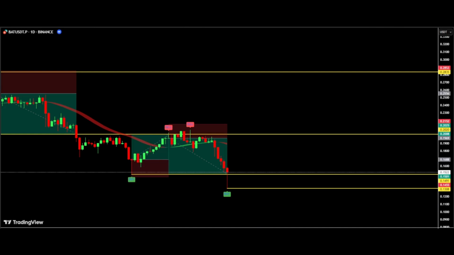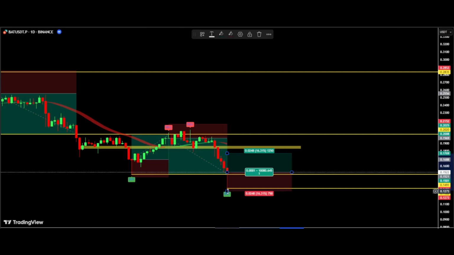First, we draw the support line. Then open a buy position, set the stop loss below the support, and the take profit at the nearest resistance. Now, we draw the nearest resistance target. Since this is a downtrend, it's harder for the price to reach the same resistance level because of the lower highs (LH) and lower lows structure.